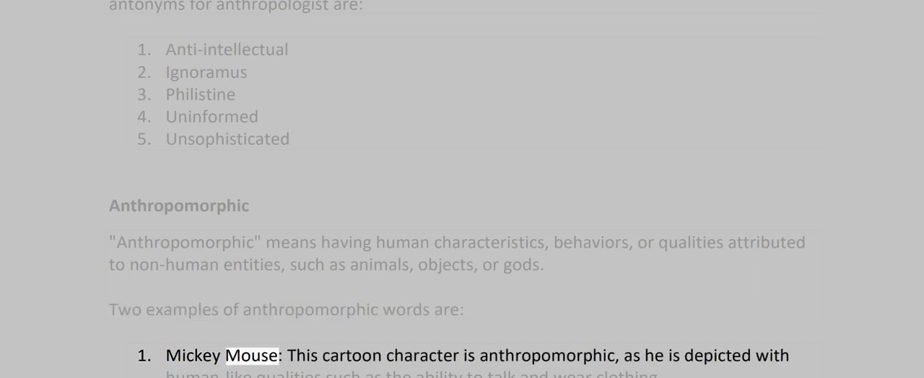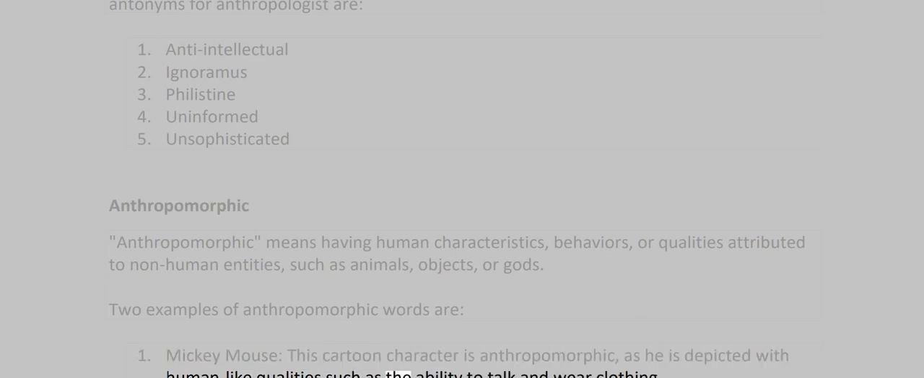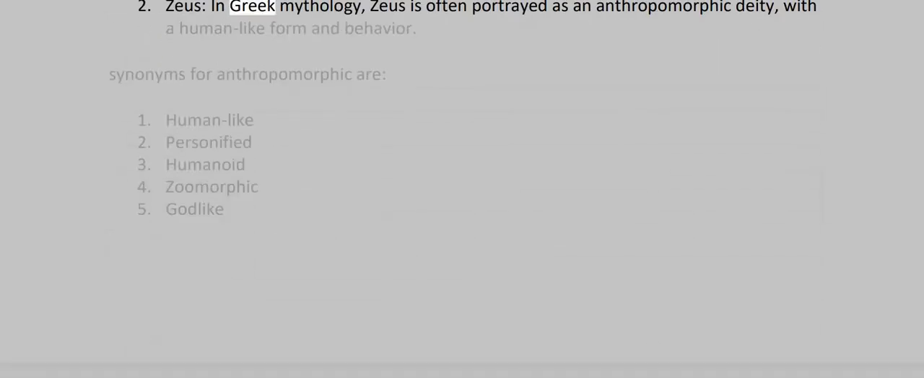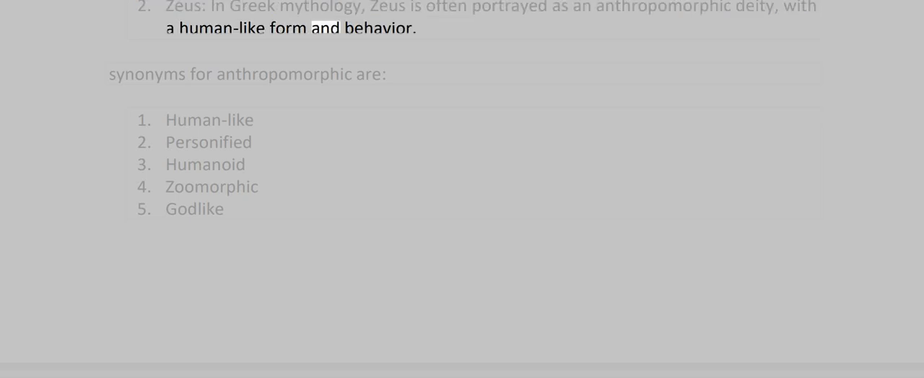1. Mickey Mouse. This cartoon character is anthropomorphic, as he is depicted with human-like qualities such as the ability to talk and wear clothing. 2. Zeus. In Greek mythology, Zeus is often portrayed as an anthropomorphic deity, with a human-like form and behavior.